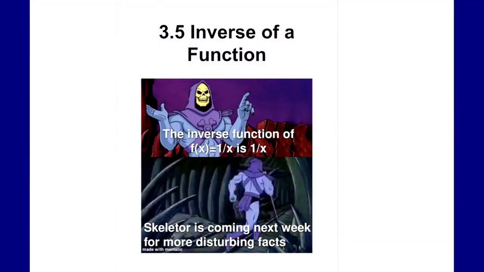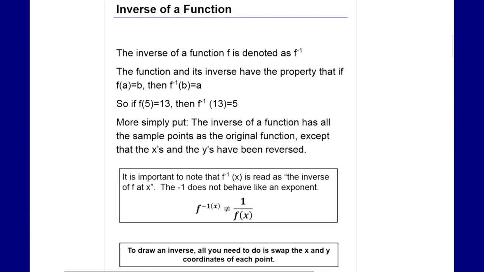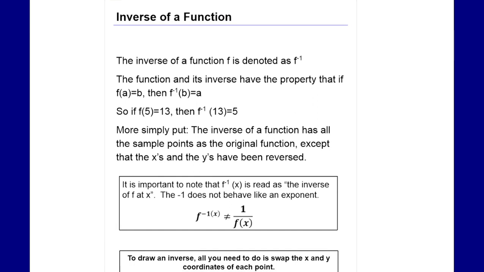In today's lesson, we are going to be looking at the last type of transformation, and this is going to apply to all types of functions, and that is going to be the inverse of a function. So the inverse of a function f is denoted as f negative 1. Again, the function and its inverse have a property that if f(a) equals b, then f negative 1 of b equals a. So basically we're just flipping the values.